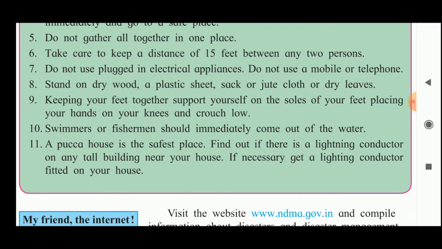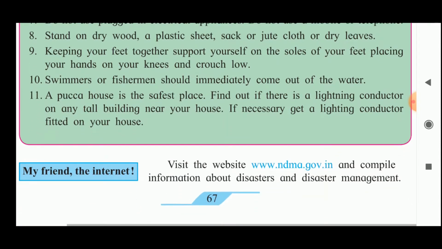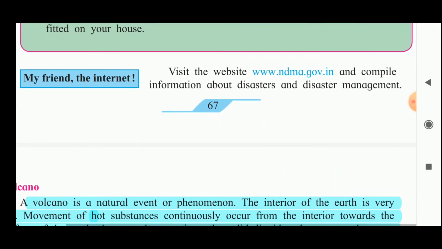Swimmers or fishermen should immediately come out of the water. And the pakka house is the safest house. Find out if there is a lightning conductor or any tall building near your house. If necessary, get a lightning conductor fitted on your house. So these are the 11 precautions that you should take during thunder and lightning. And about the lightning conductor, we have already studied that in the previous chapter.